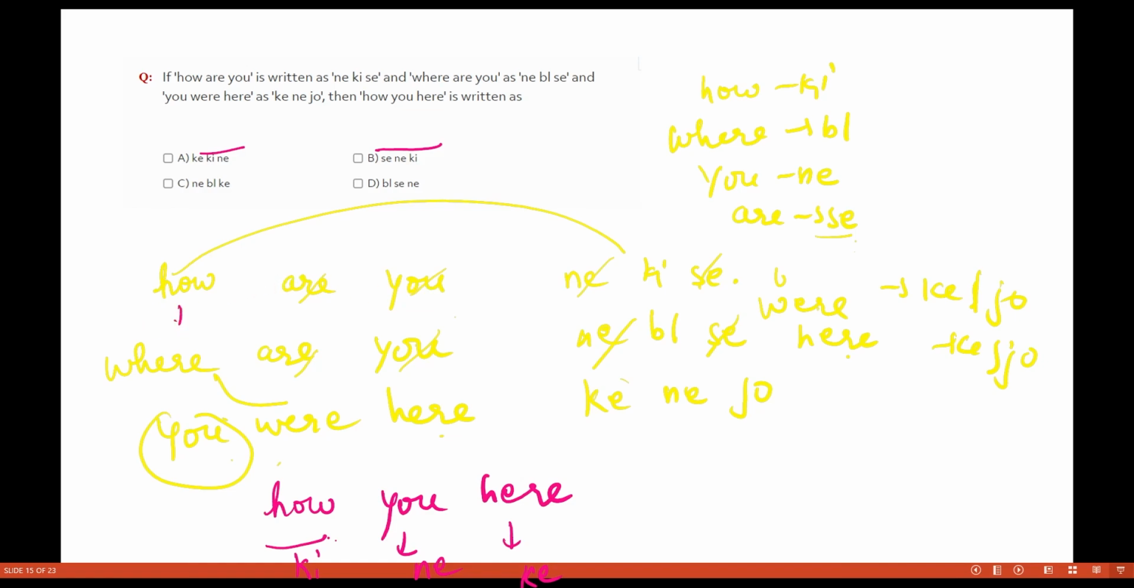So how is what? HOWH, this how is KI? R is AC and U is NE. But it is given as KE, KI and NE. Sorry, it is given as, I'm extremely sorry here. It is given as NEKI and SE.